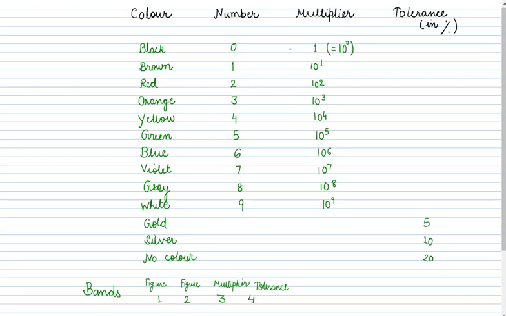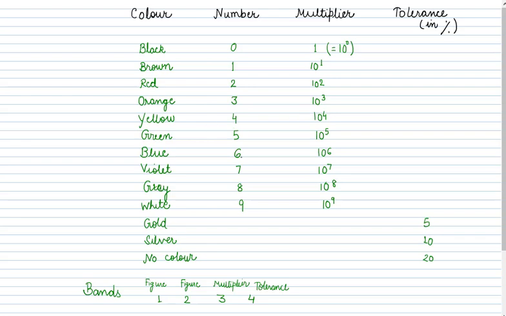Multiplier means whatever is the number. Black is having 0 and brown is having 1. So whatever is the number, you have to add it to the 10 to the power. If it is 0, then 10 to the power 0, which is 1. Brown is having 1, so 10 to the power 1. Red, 2: 10 to the power 2. Orange, 3: 10 to the power 3. Yellow, 4: 10 to the power 4.